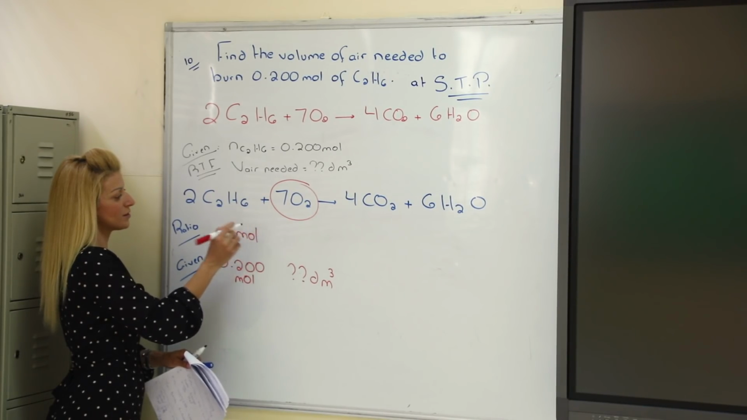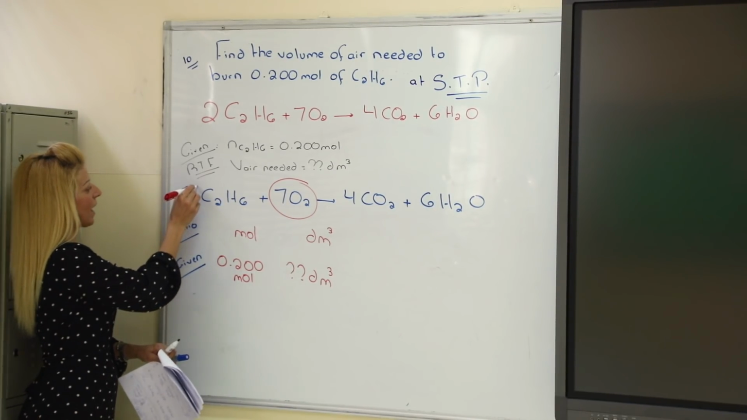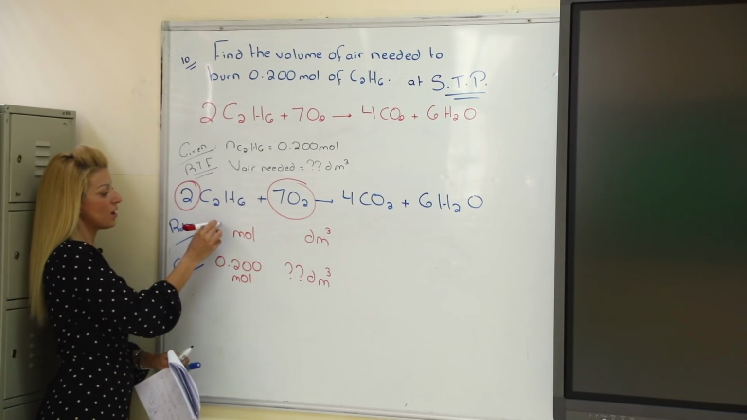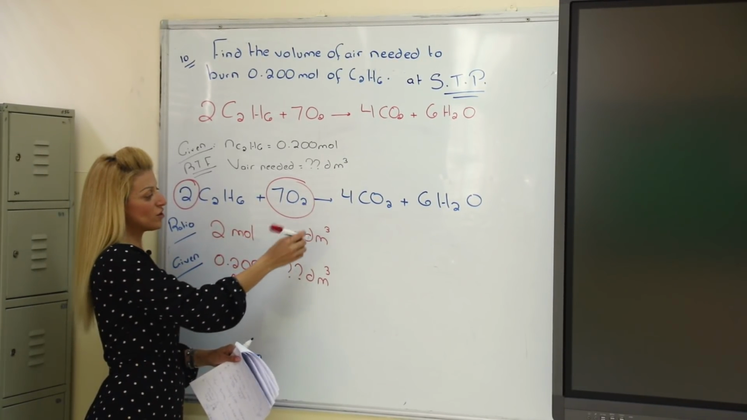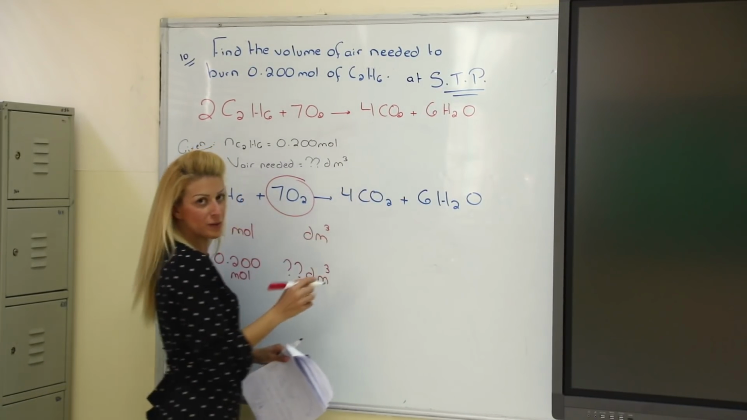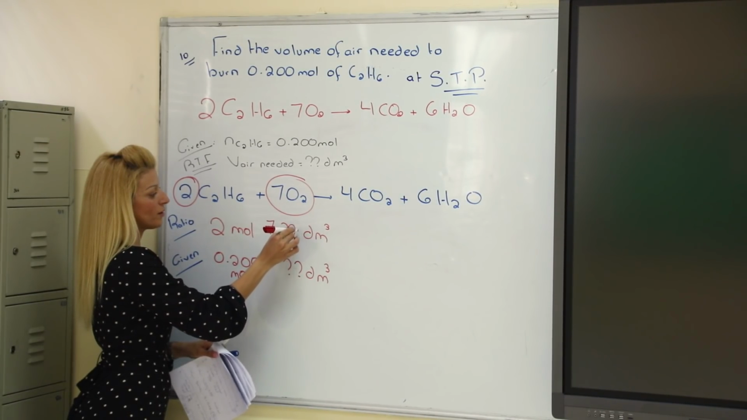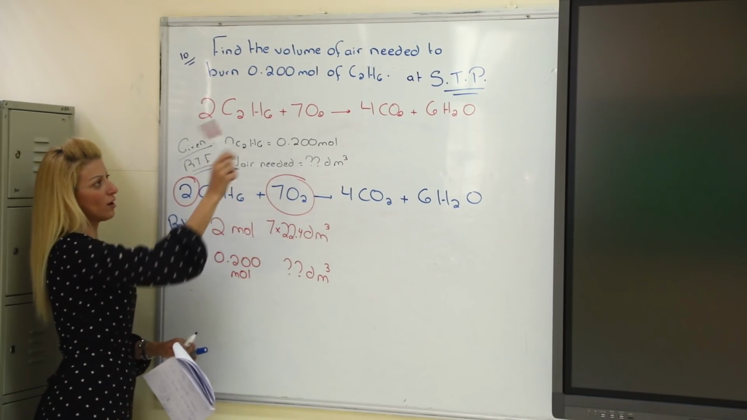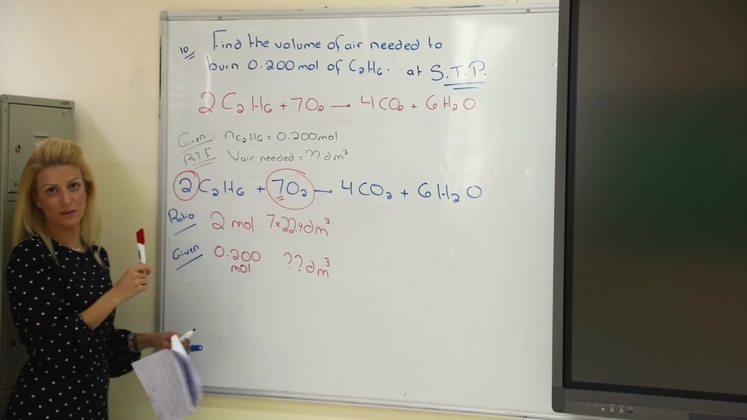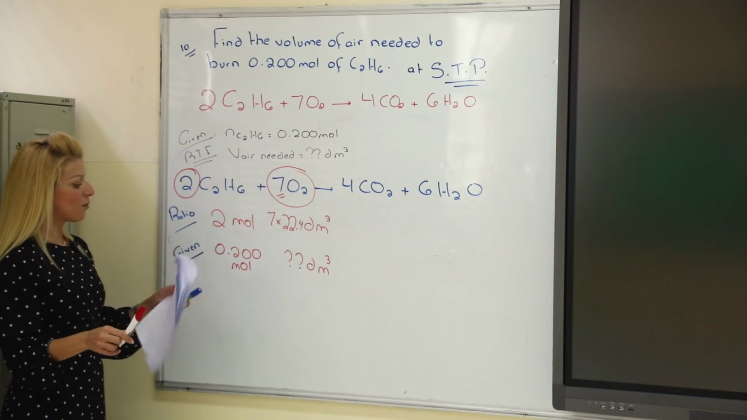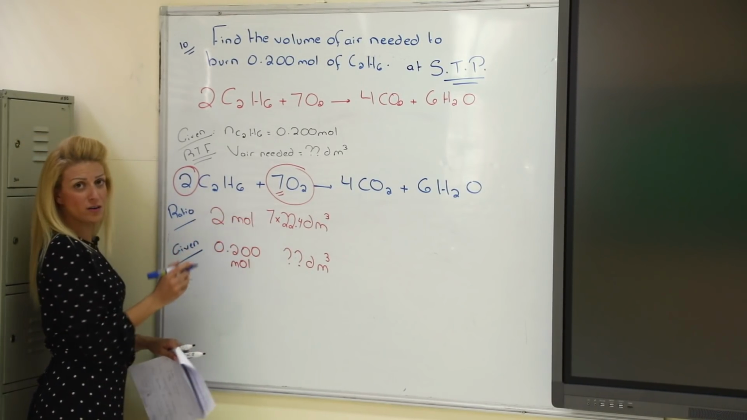So moles for this and deciliter cubed for O2. From my equation, we have 2 C2H6s, so 2 moles. And we have 7 O2s, which is what volume at STP? It is 7 times 22.4, because each mole of a gas at STP occupies 22.4, and we have 7 in the balanced equation. So what we do now is again a simple cross multiplication, and we get the volume of oxygen needed.